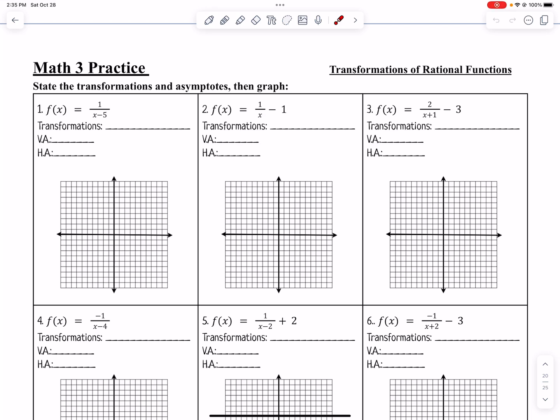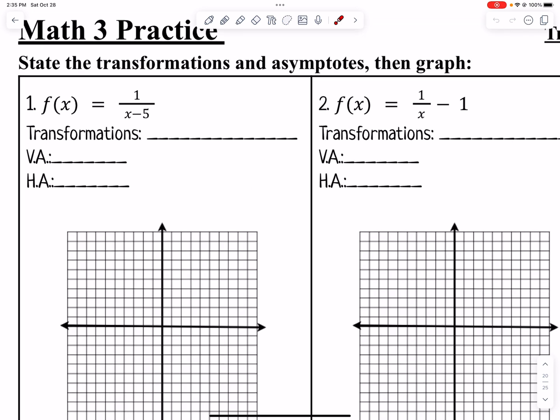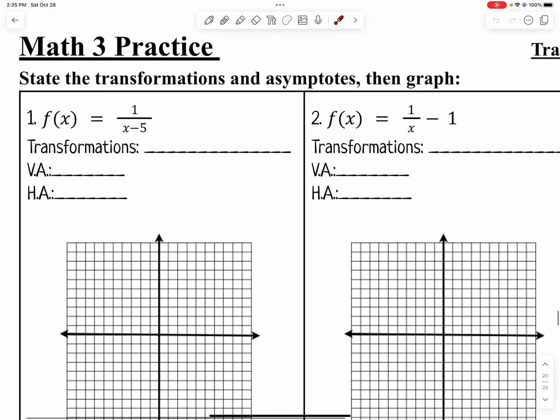In this video, we're going to take a look at some more questions about transformations of rational functions. So let's take a look at number 1 on page 19. Number 1 says f of x equals 1 over x minus 5, and we want to state the transformations, the vertical asymptote, the horizontal asymptote, and then sketch our graph.